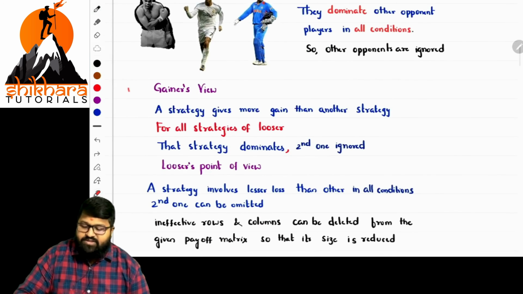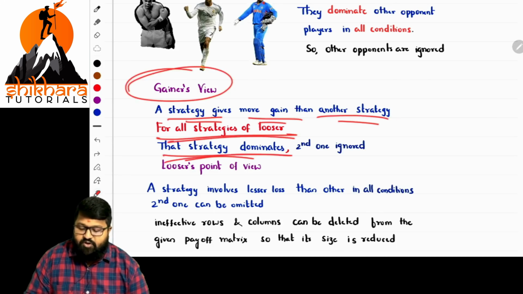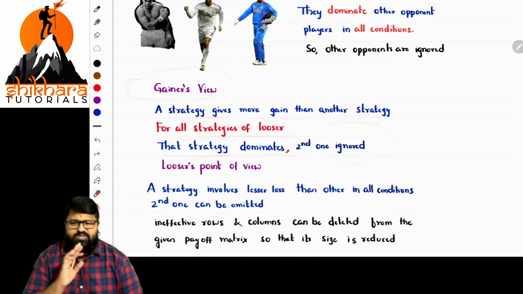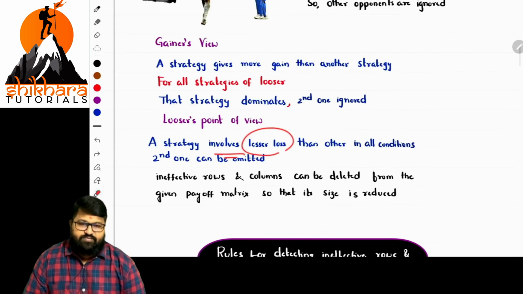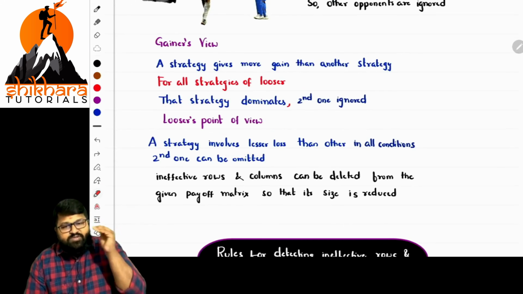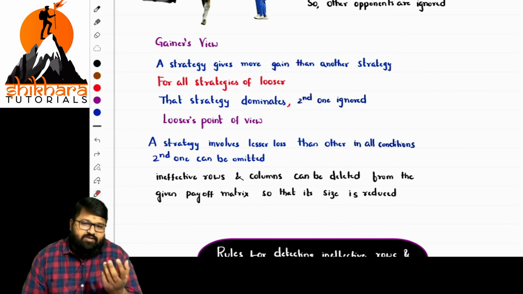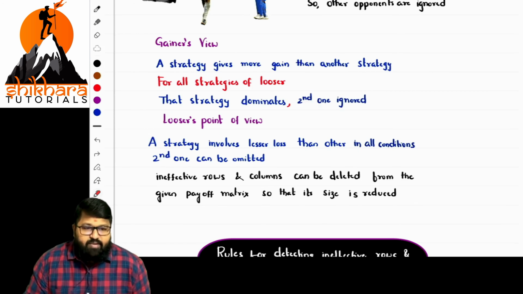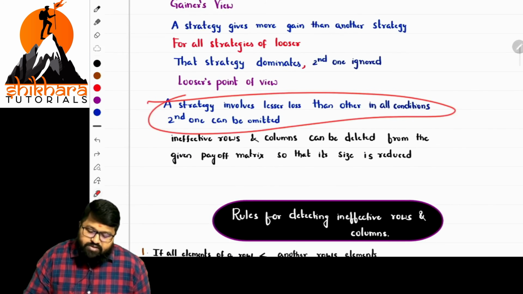Now, what is the gainer's view? The strategy gives more gain than another strategy for all strategies of the loser. That strategy dominates the second one for whatever strategies of the loser. What about the loser's point of view, ma'am? A strategy that involves lesser loss. He is choosing a strategy which reduces loss, basically. So anyway, I'm getting a loss, so I want to make a strategy such that my loss will be minimal. The strategy involves lesser loss than all other conditions.